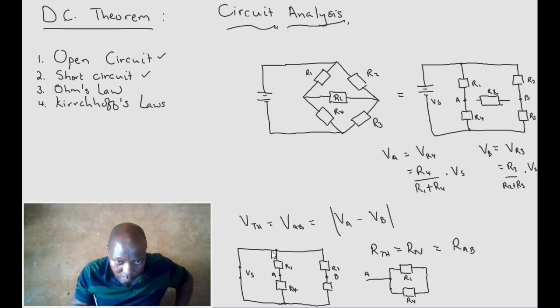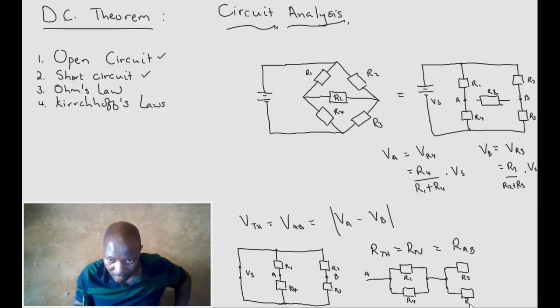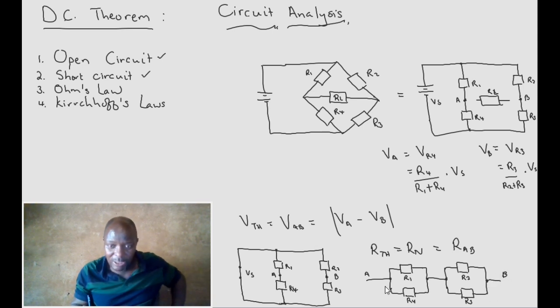From that join, you either leave via R2 or you leave via R3 to go to B. So from this join there is a further split. You either go through R2 or via R3, and they join together at a point, and that point is B. So basically what it means here is our R AB is simply R1 parallel to R4.